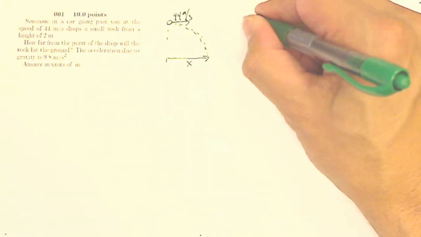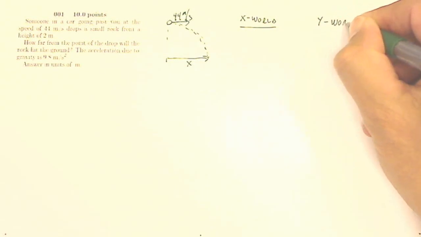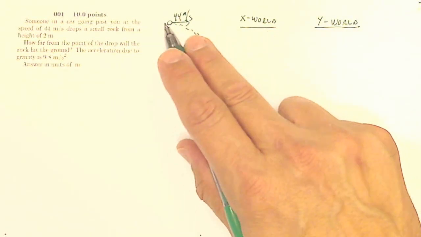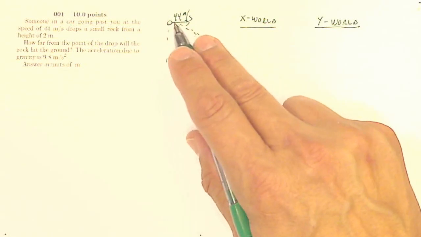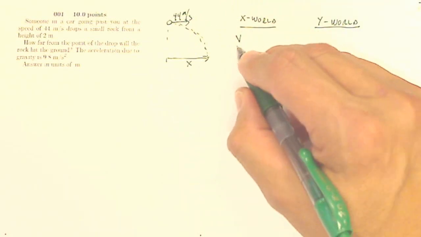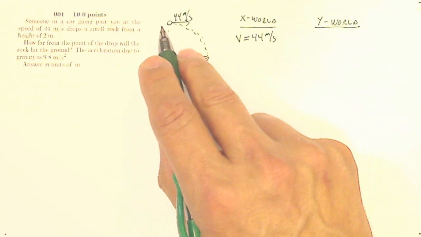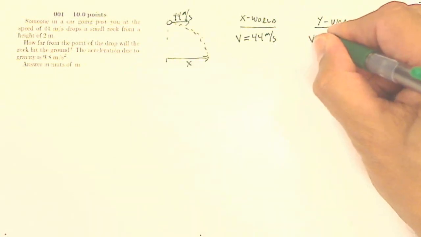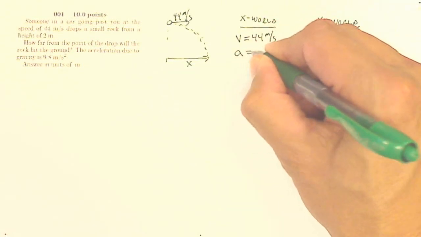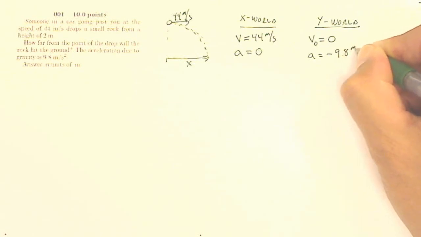So what I need to do is set up my x world and set up my y world and figure out what I know. Well, the first thing is I've got 44 meters per second. That is horizontal velocity. It's completely horizontal, going along directly to the right. So I know that my velocity in the x world, my initial, my final, my all-the-time velocity, is going to be 44 meters per second. In the y world, since this is moving horizontally and not yet vertically, my initial velocity in the y world is 0. In the x world, for all of my projectile motion questions, my acceleration is 0. In the y world, my acceleration is going to be negative 9.8 meters per second squared.